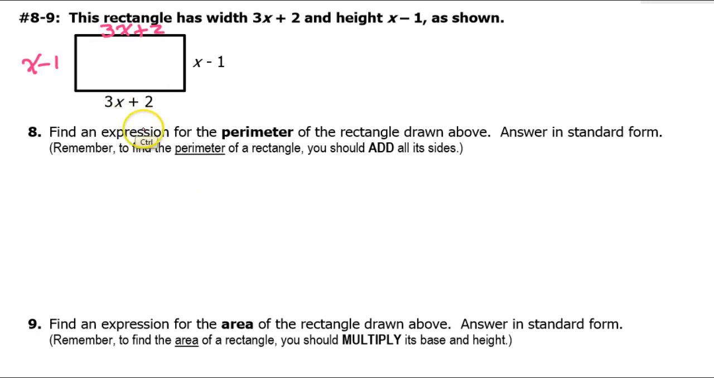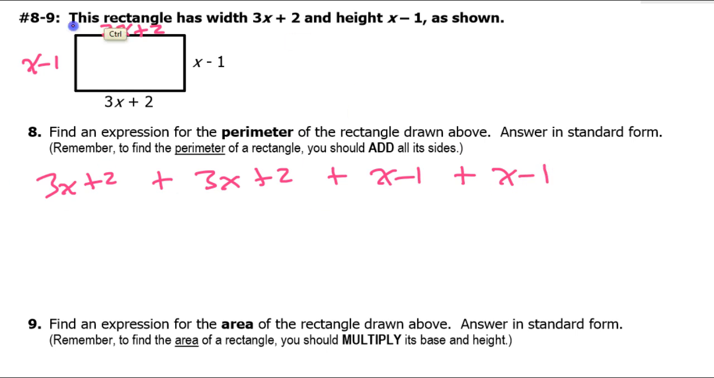So if we want to add up all the sides, that means we are really doing 3x plus 2, plus 3x plus 2, plus x minus 1, plus x minus 1. Okay? Adding up all the sides. So it's just a matter of combining like terms.